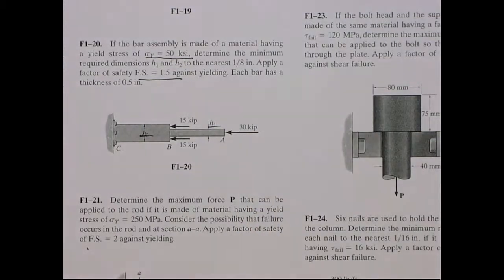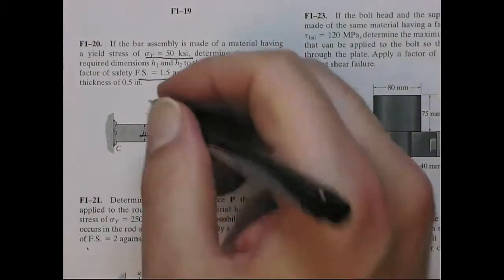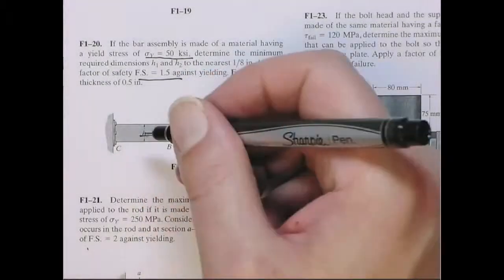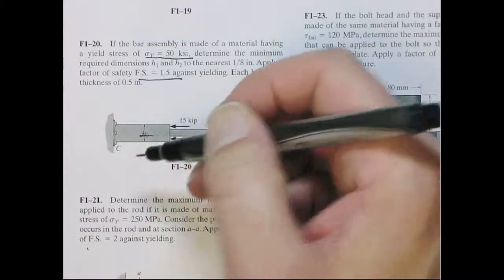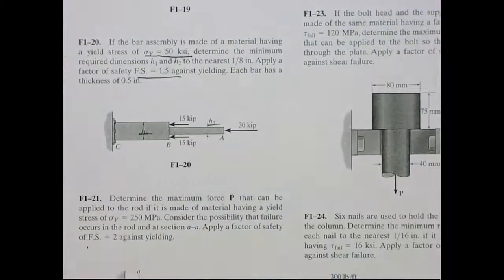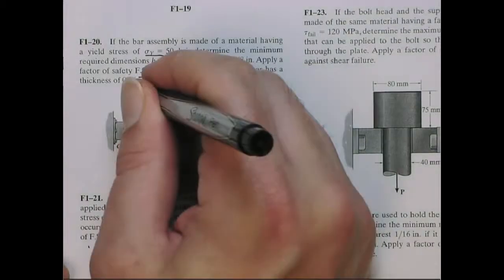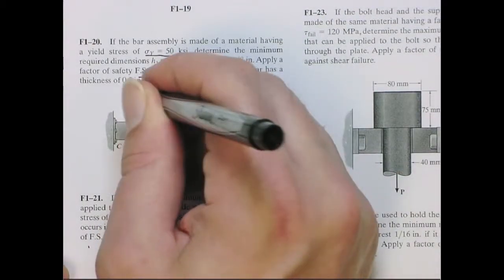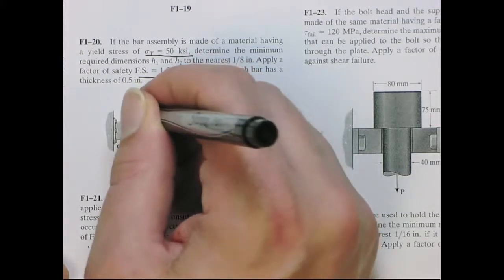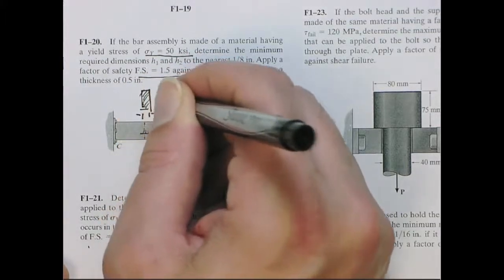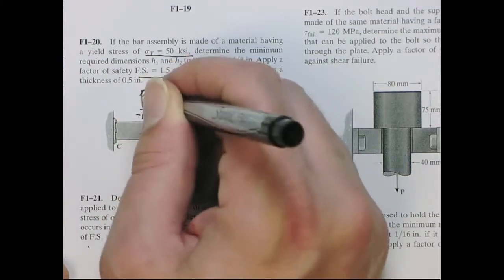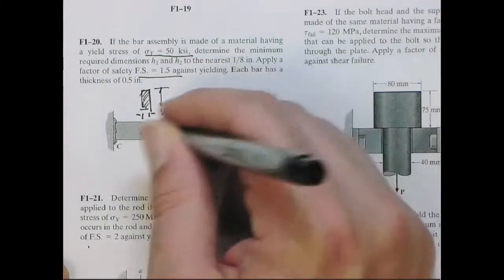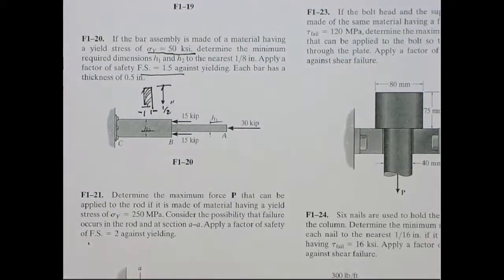Okay, it's a rectangular bar. So through the thickness of the page is a half of an inch. But they want H1 and H2. So each element has a rectangular cross section. This is a half of an inch, and this is the height. H2 here and H1 there.